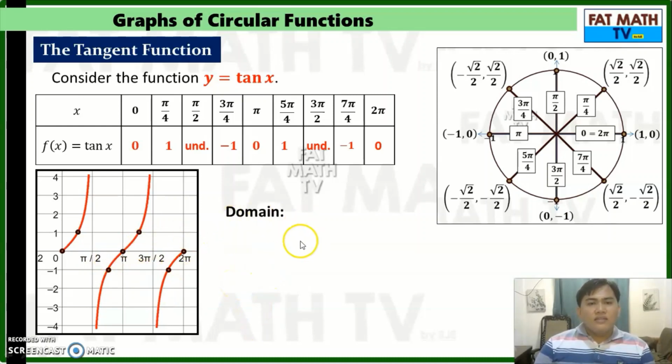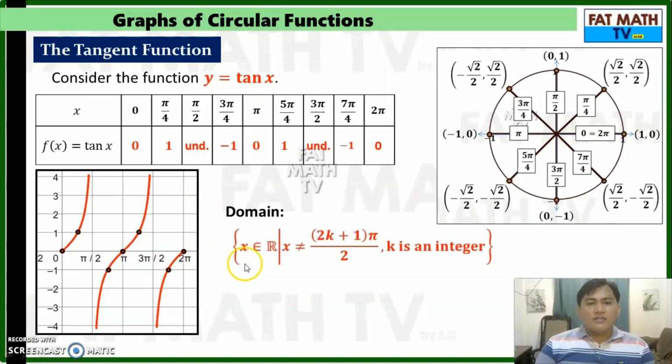So what is the domain of this function? Unlike the sine and the cosine function, where the domain is the set of all real numbers, this time for the tangent, we have some restrictions. We are not allowed to have pi over 2 and 3 pi over 2. And if we explore more, the others are 5 pi over 2, 7 pi over 2, and so on. So all the odd multiples of pi over 2 are not allowed in the domain of the function. So we can write it this way.